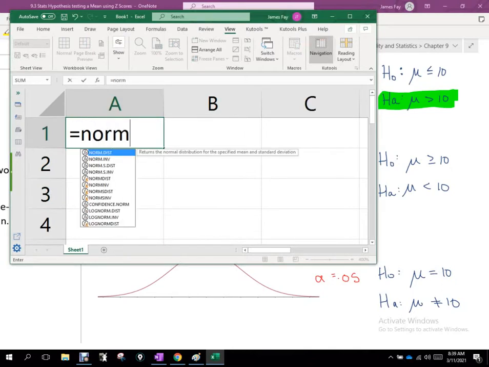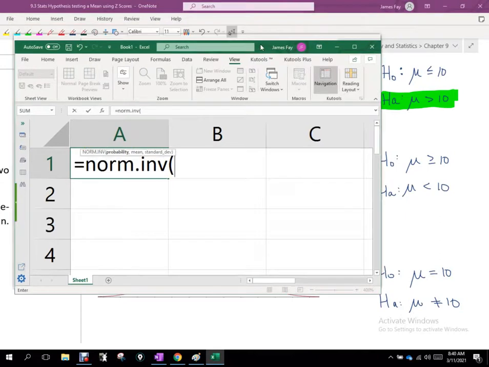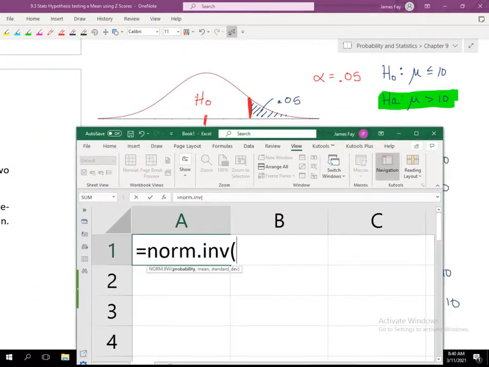Actually, it's NORM.INV. From Excel, we're going to type in the probability that we want. Because it's a right-tailed test, there are kind of two ways you can do this. The way that Excel and a lot of your other programs are built is that it uses a left-tail cumulative probability.